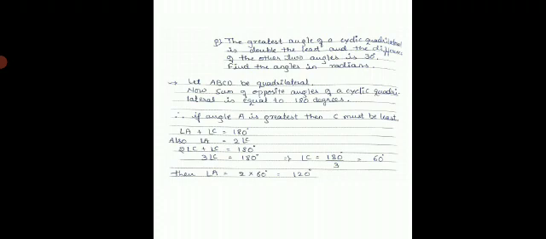First one: the greatest angle of a cyclic quadrilateral is double the least and the difference of the other two angles is 30 degree. Find the angles in radians. So read the question carefully, students. Here the greatest angle of a cyclic quadrilateral is given.